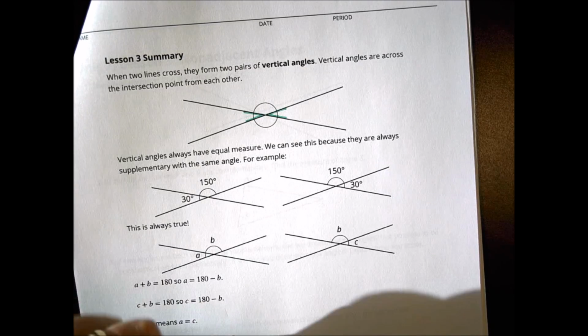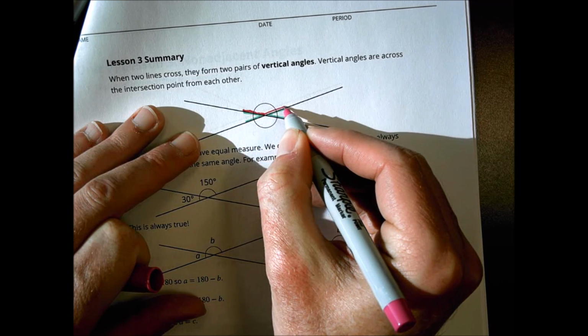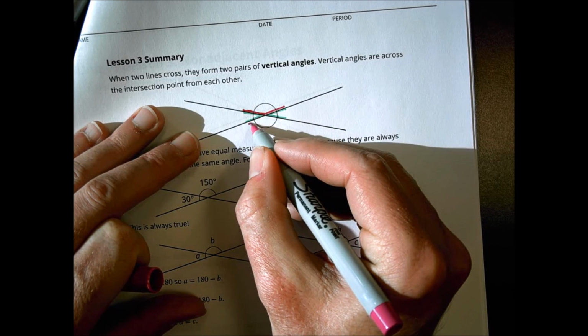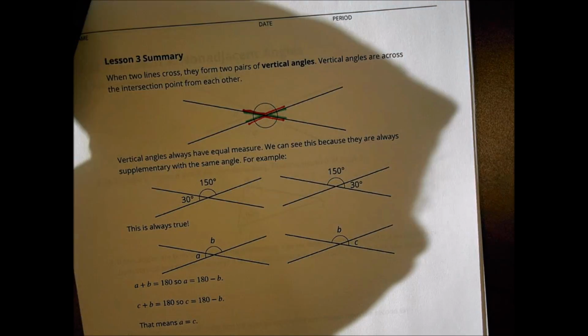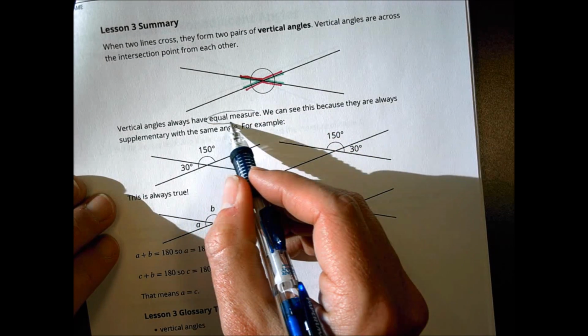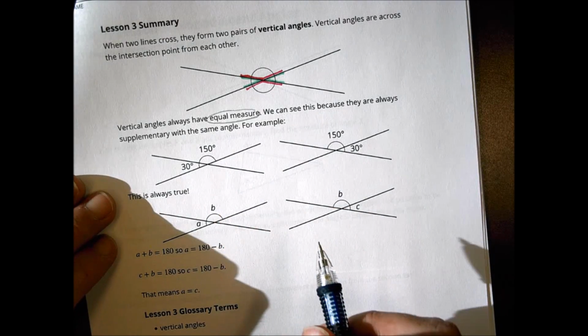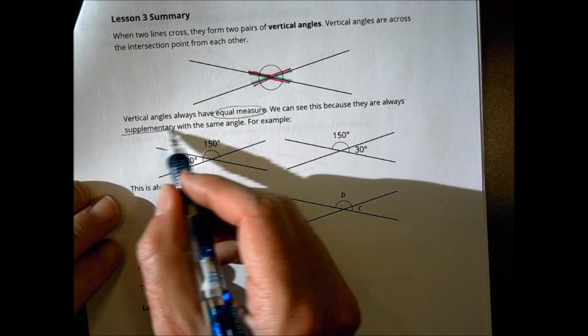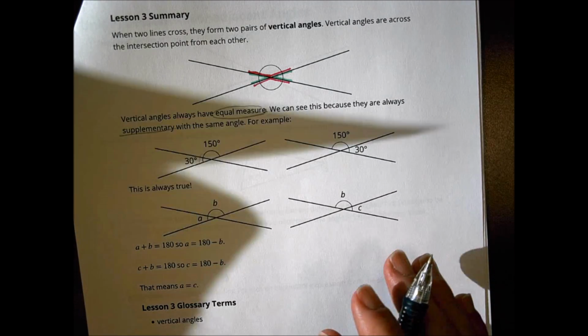And this one on the outside here, this larger obtuse one, is going to be the same as this larger obtuse one here. Okay? It's going to be the same there. So vertical angles always have equal measure. Okay, and we can see that because they're always supplementary within the same angle. So they form supplementary angles when you look at what's going on in the straight lines there. And that's the big part, a big takeaway for today's lessons.